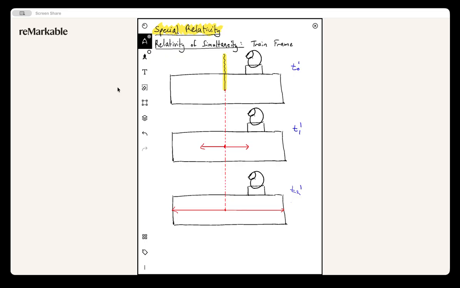So we can see that if we transform from one inertial reference frame to another, events that were viewed as non-simultaneous in one are actually viewed as simultaneous in the other. And this has a raft of consequences, which we'll get into later.